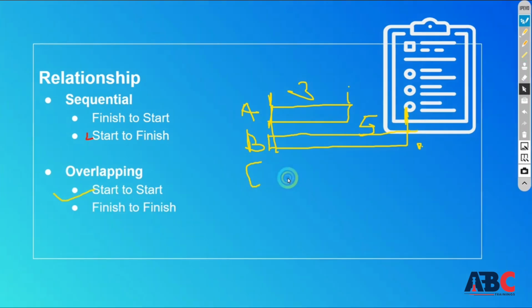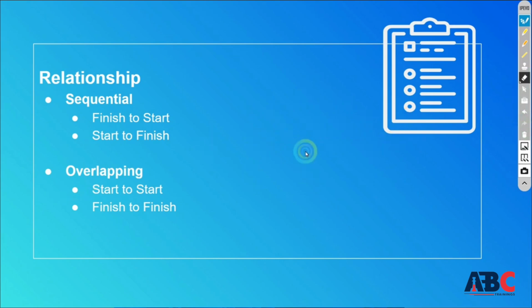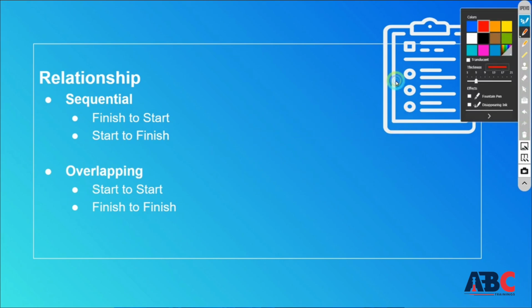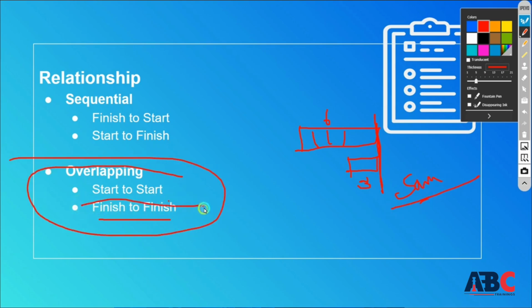Next is finish to finish. This is also similar to what we saw about start to start. In start to start, the start date of the activities is the same. Similarly, in finish to finish, the activities start on different dates. This activity started here and is an activity of 6 days, but the other activity starts from the 3rd day, and the end date is the same. So we call it an overlapping activity, a finish to finish activity. So this is the relationship of your work.